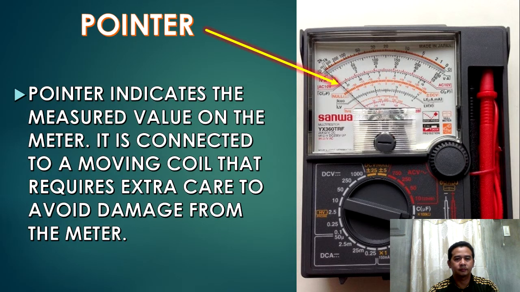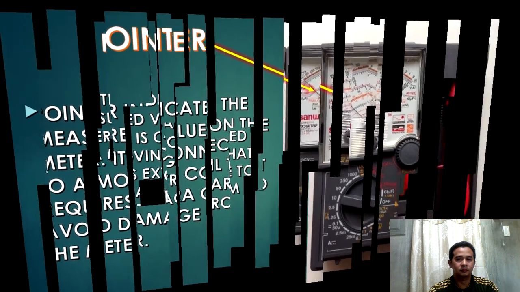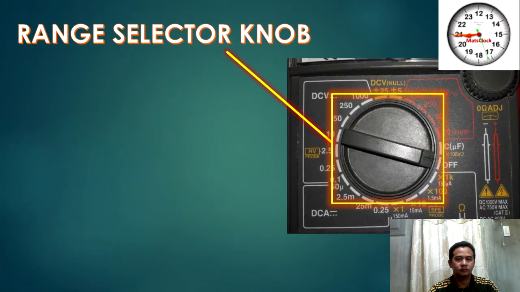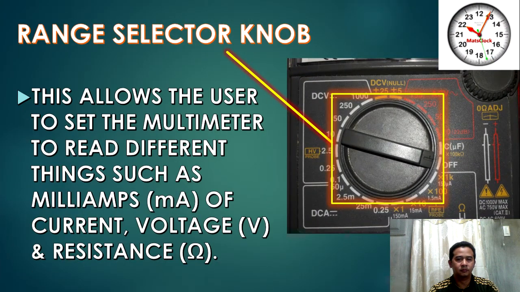Pointer indicates the measured value on the meter. It's connected to a moving coil that requires extra care to avoid damage from the meter. Range selector knob. This allows the user to set the multimeter to read different things such as milliamps of current, voltage and resistance.